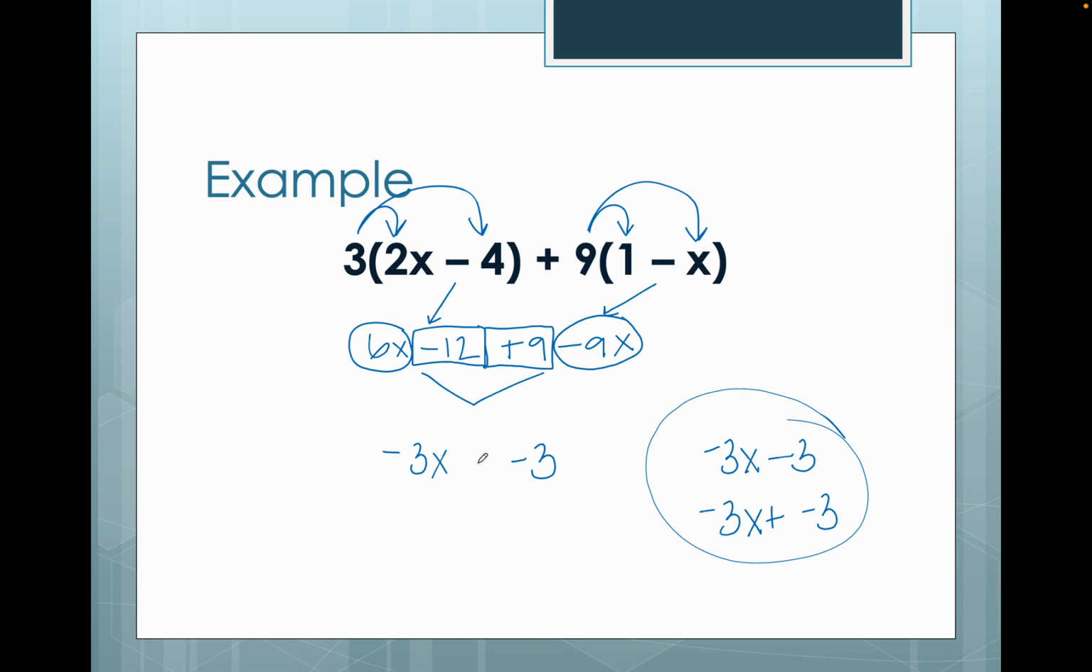This is where we've said before, when in doubt of what to put in between them, it would be a plus sign. Okay, not here. When you distribute, you bring down what the original sign was from the problem.